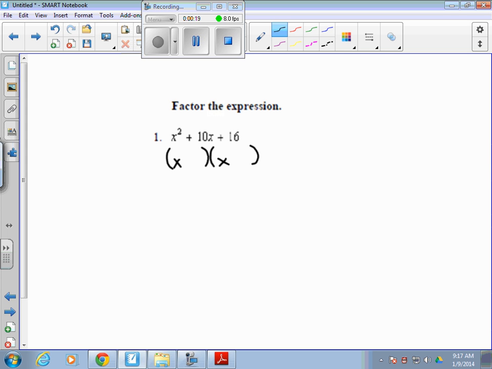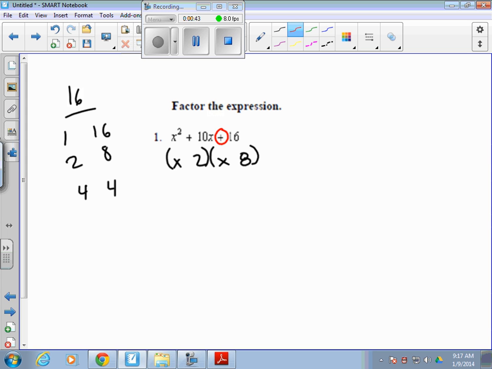We want to look at our C value, 16, and factor it in order to get 10. 1 and 16, 1 times 16, 2 times 8, and 4 times 4. The only pair of those numbers that's going to give you the B value 10 is 2 and 8. So we need to use the numbers 2 and 8.